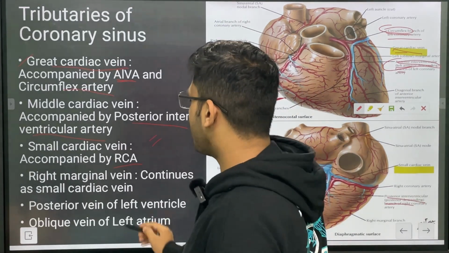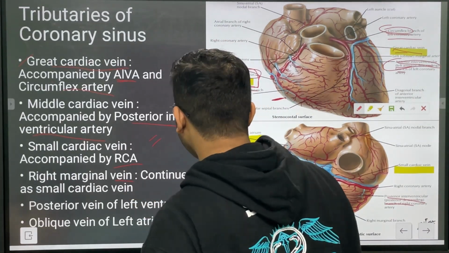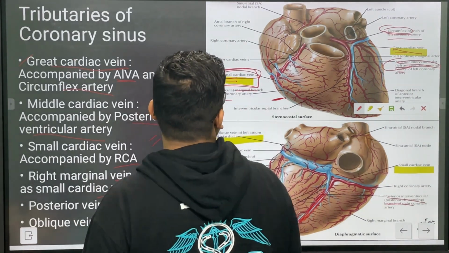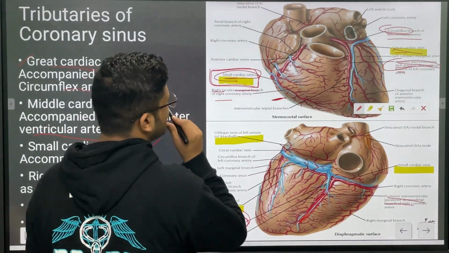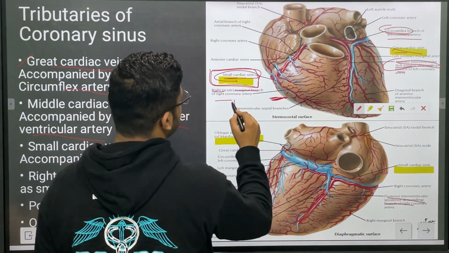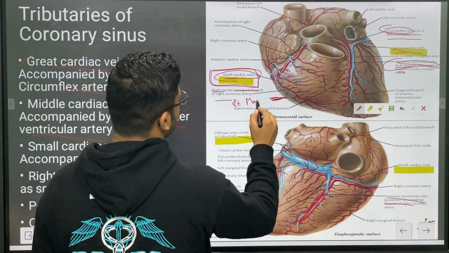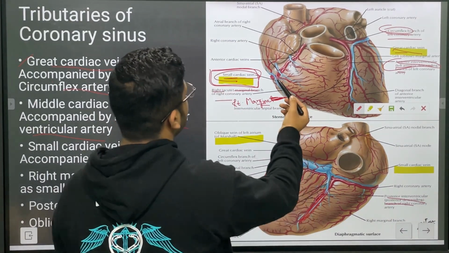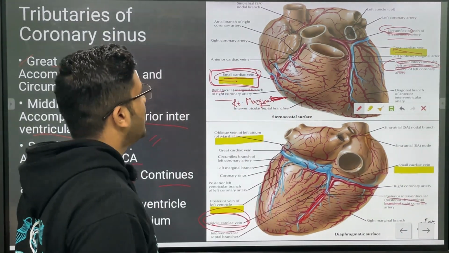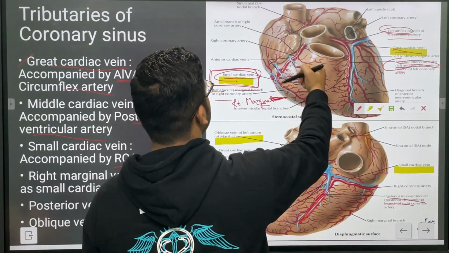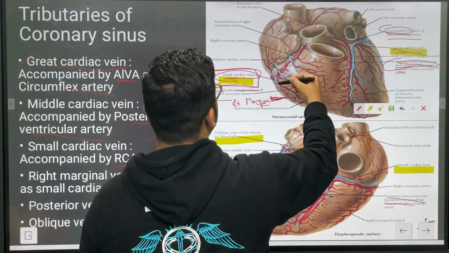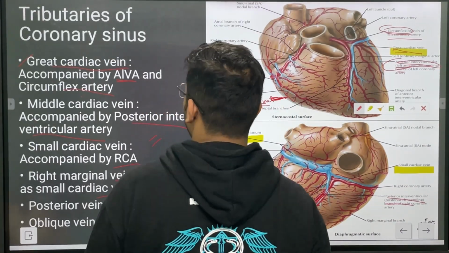The next one is your right marginal vein. Right marginal vein continues as the small cardiac vein. As its name suggests, this is your right marginal vein. Right marginal vein is accompanied by your right marginal artery, and it is continuing as your small cardiac vein.